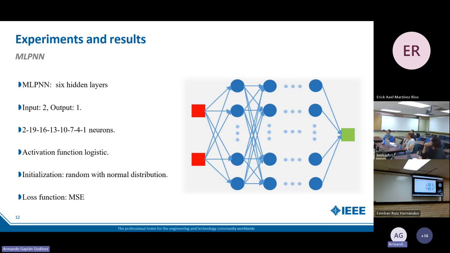The architecture of the neural network is a multilayer perceptron with six hidden layers, each neuron with a logistic activation function. The initialization of the weights is random with a normal distribution. And the loss function for the technique is the mean squared error.